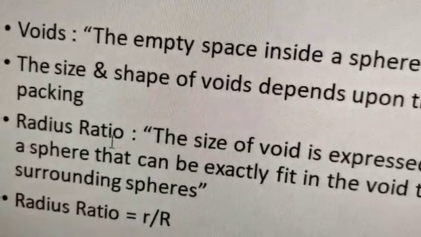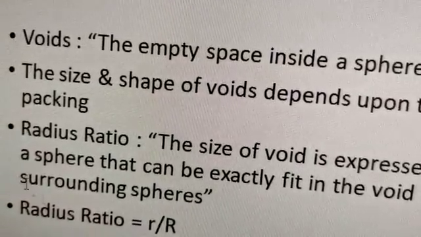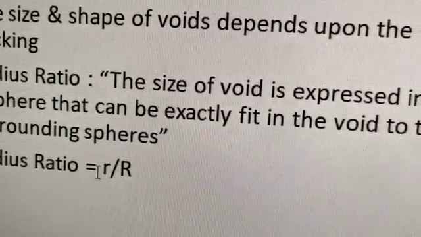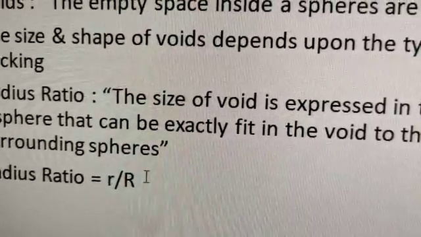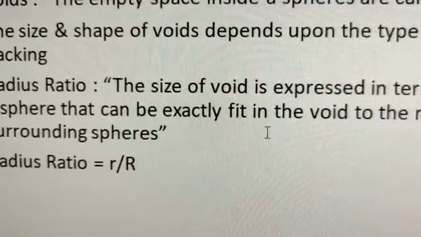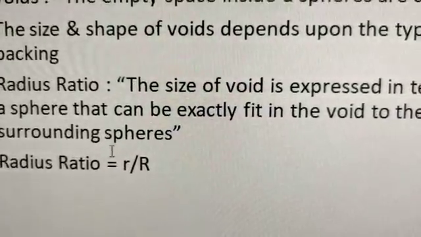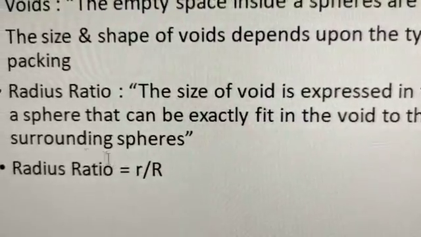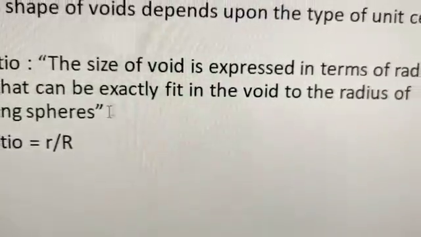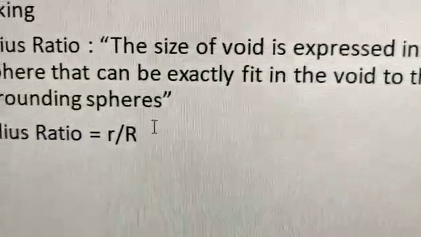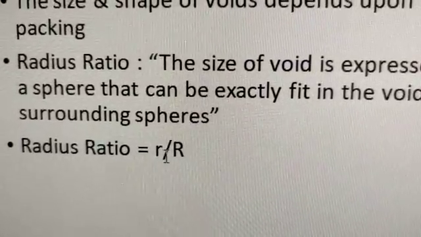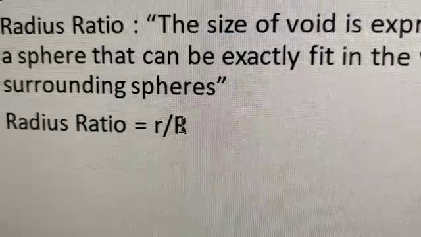Next one is the radius ratio. These voids can be presented in terms of the radius ratio. Radius ratio is the ratio of the radius of the void which is present in the crystal upon the radius of the surrounding spheres. Means whatever spheres are there in the unit cell, their radius to the radius of the spheres which are present in the surrounding, which is represented by small r upon R.